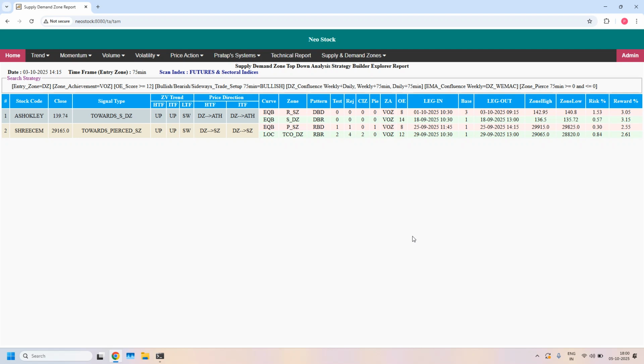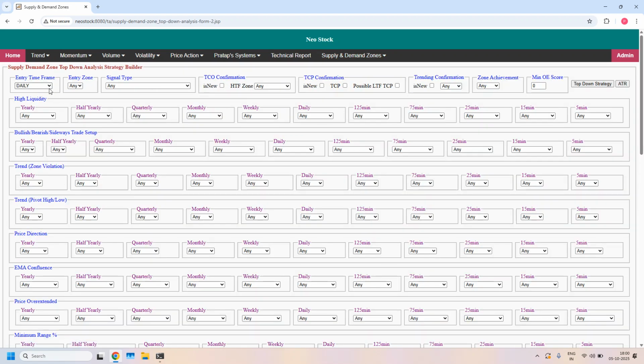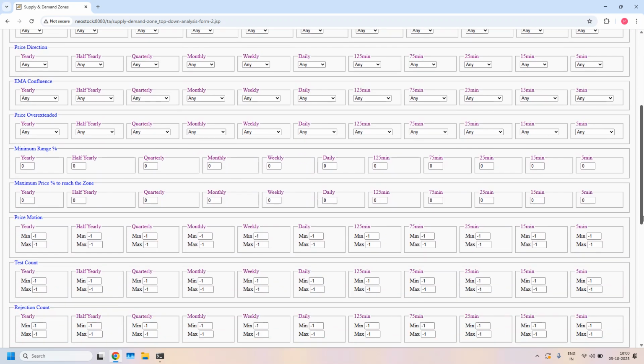Okay, this is bullish trade setup for weekly income trade. Next, let us look into bearish trade setup for weekly income trade. Entry time frame zone is 75 minutes. Entry zone is supply zone, 75 minutes supply zone, and here bullish or bearish. At 75 minutes, I am selecting bearish. Zone achievement violated, opposing zone, minimum odd enhancer score 12, and 75 minutes supply zone should not be pierced.